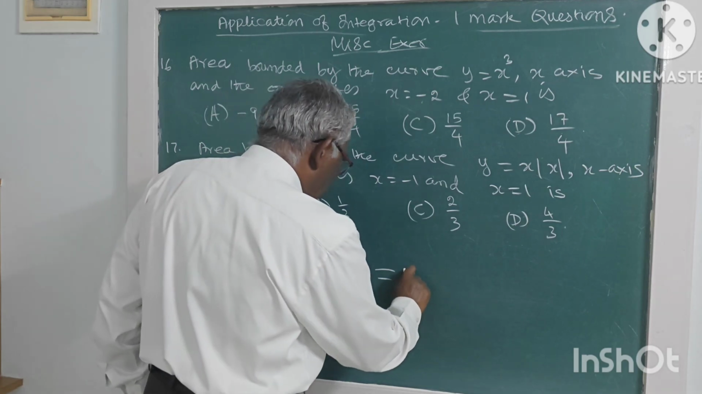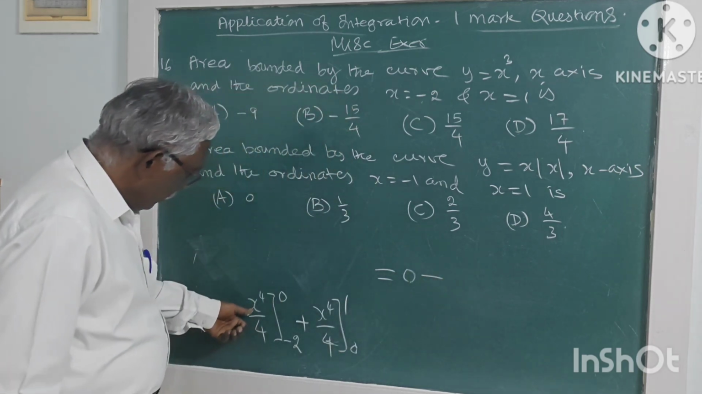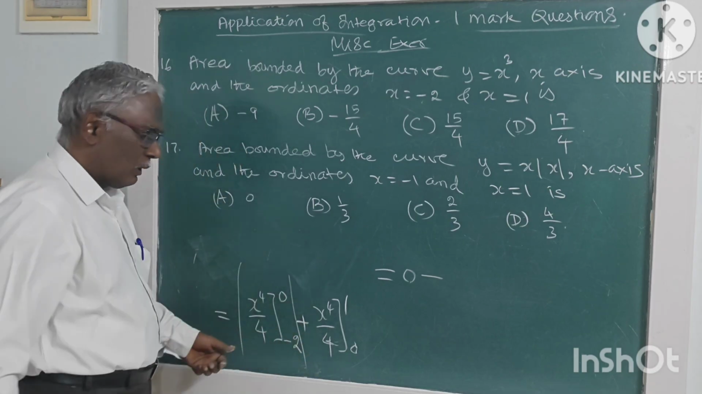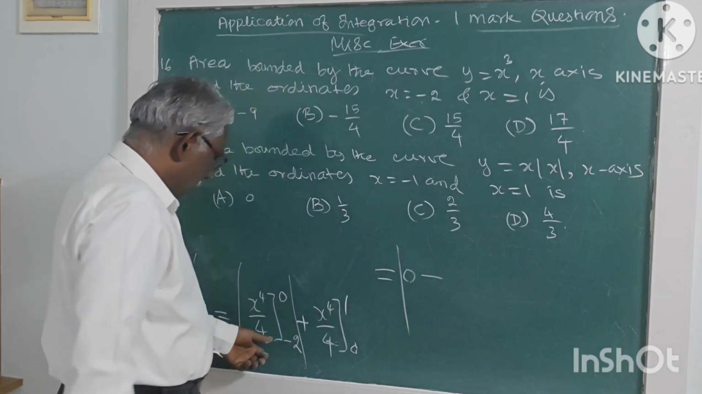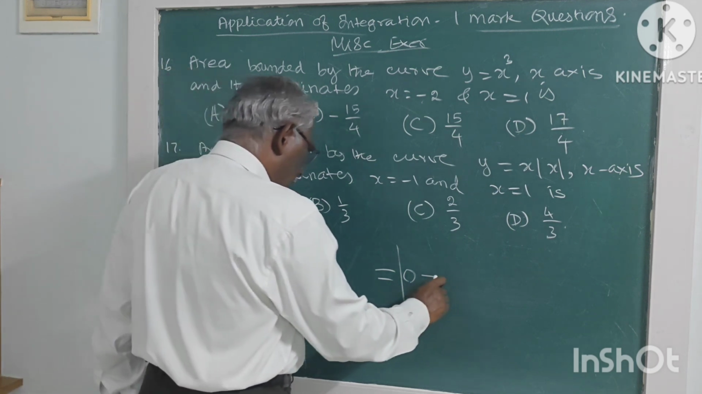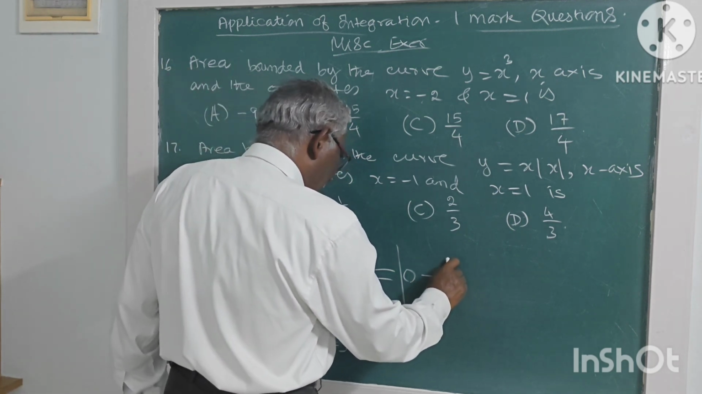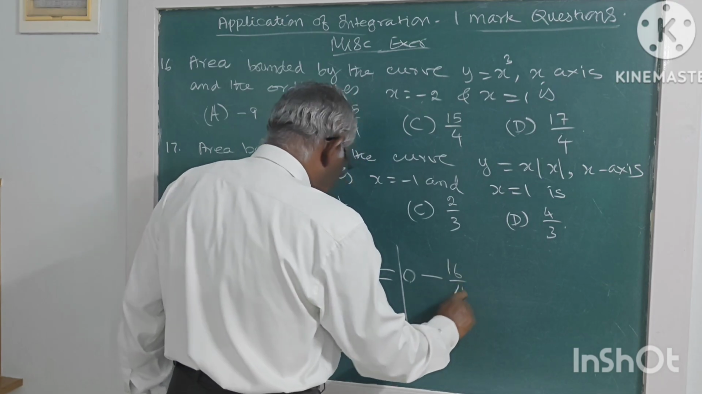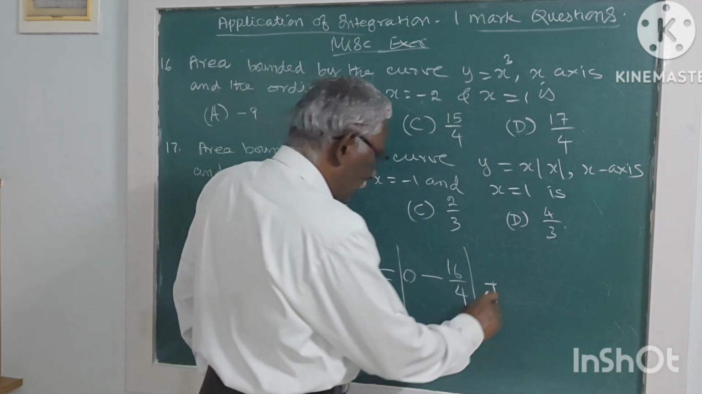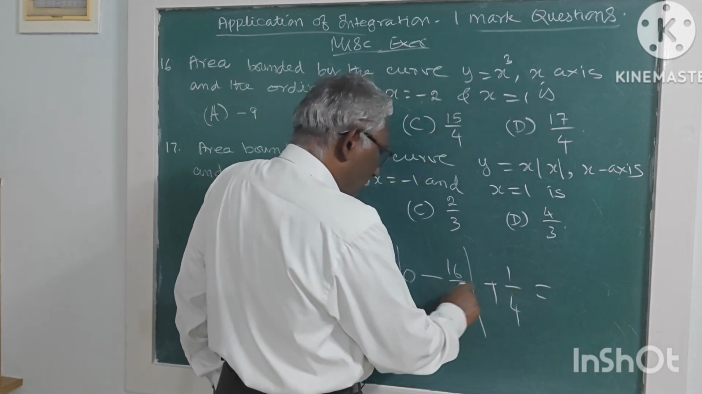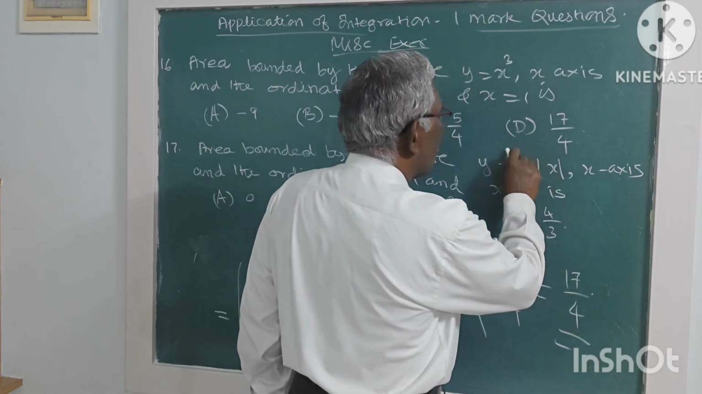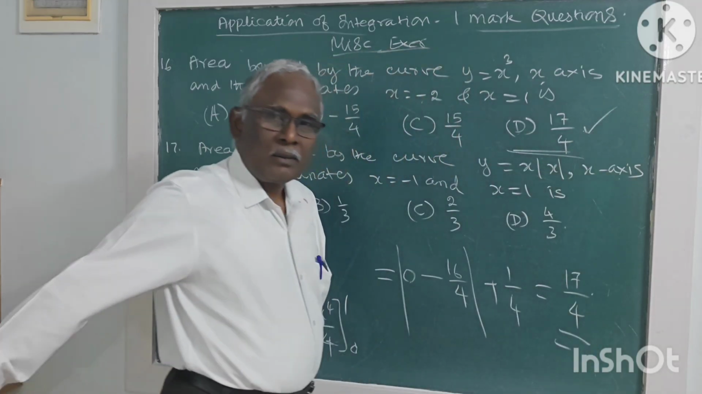At 0, 0 only will come. Minus, you put x is minus 2, and you have to put the modulus again. Minus 2 power 4, 2 power 4 means 4 squares, 16 by 4, which is 4. Plus, this will be 1 by 4. So 4 plus 1 by 4 is 17 by 4, and this is the answer.